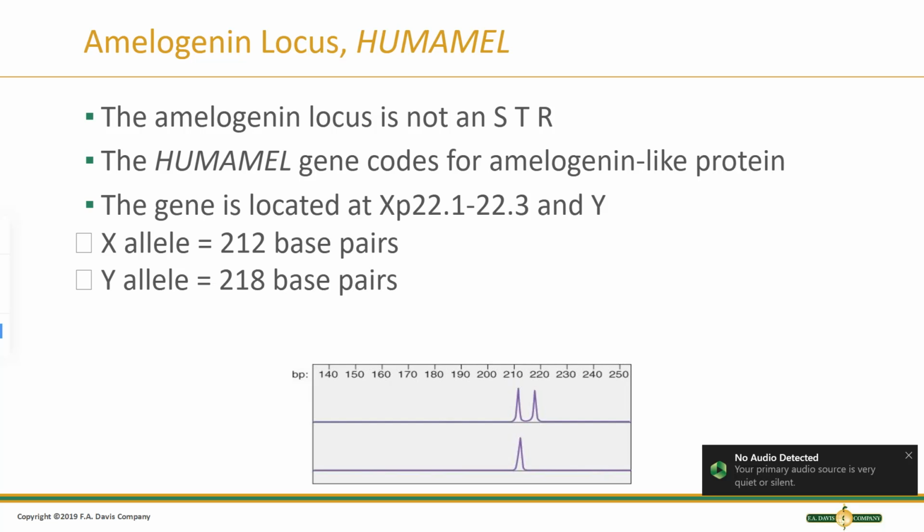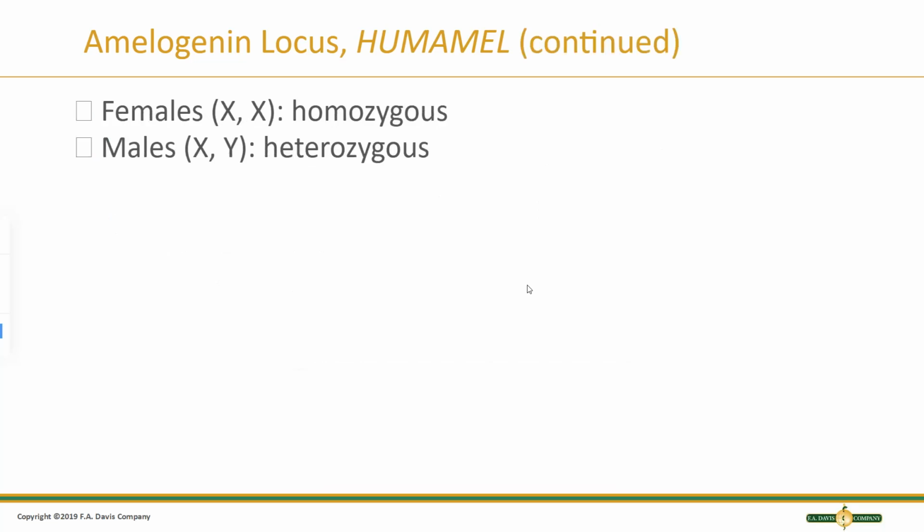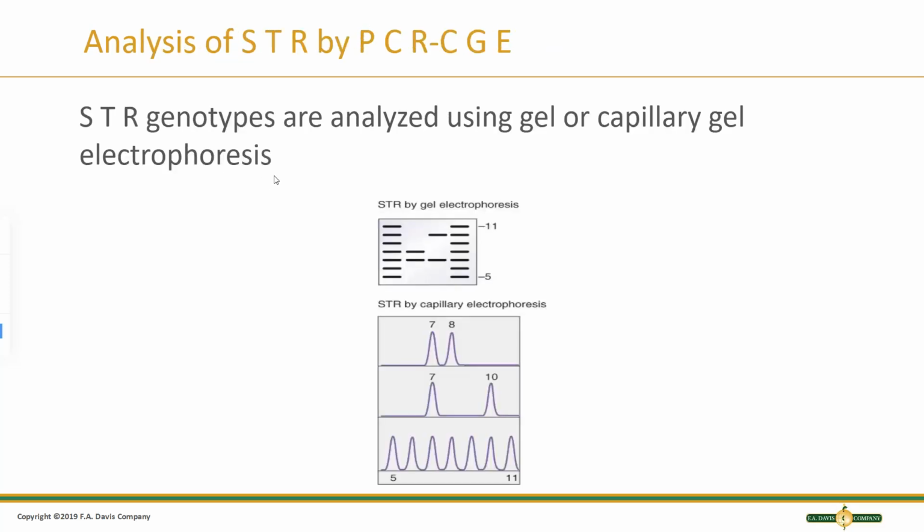The amelogenin locus is not an STR. The human AMEL gene codes for an amelogenin-like protein. The gene is located at Xp22.1 to 22.3 and on the Y. So, the p arm of the X chromosome, band 22.1 to 22.3, and the Y chromosome. So at this locus, females have two X's, the males have XY. STR genotypes can then be analyzed using gel or capillary electrophoresis.